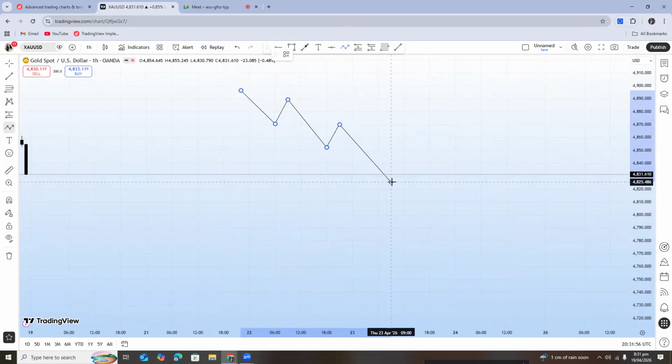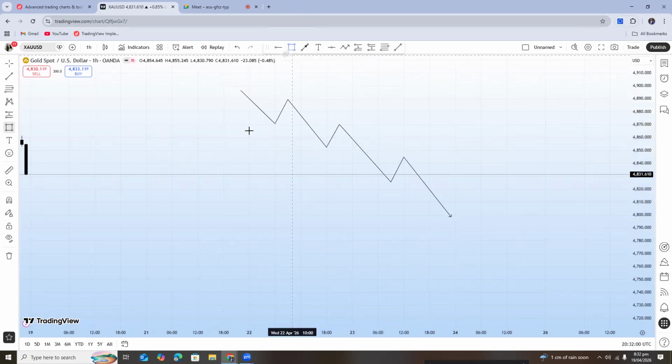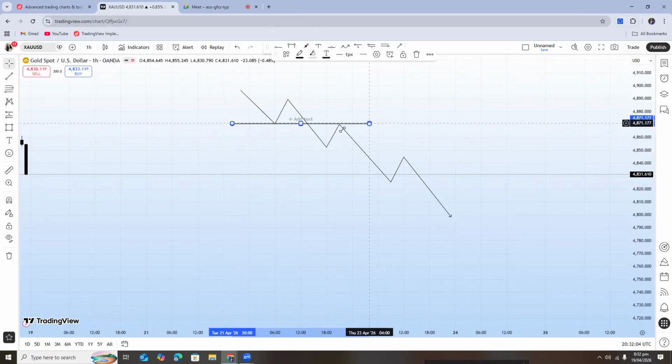When the market is doing something like this, when it breaks the lower low, wait for the market to come back to the low and then you take your sell. Now, this approach is what we call the break and retest approach.